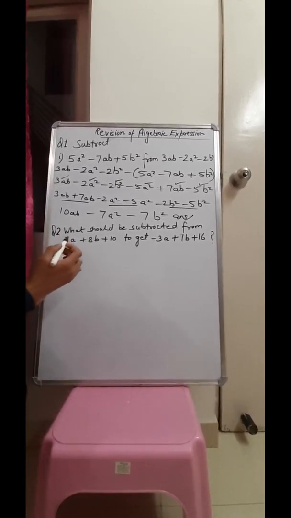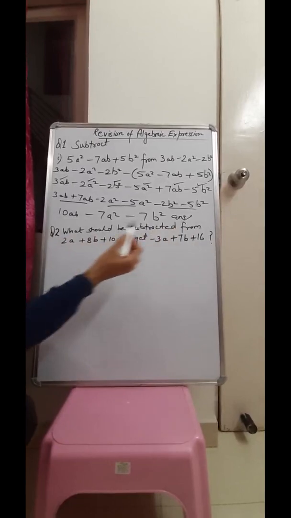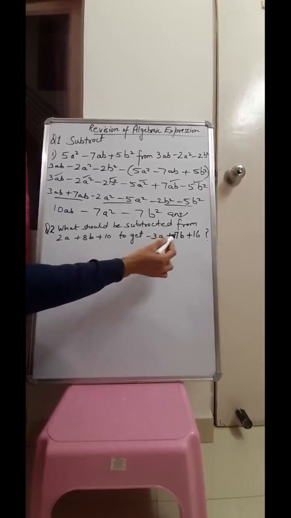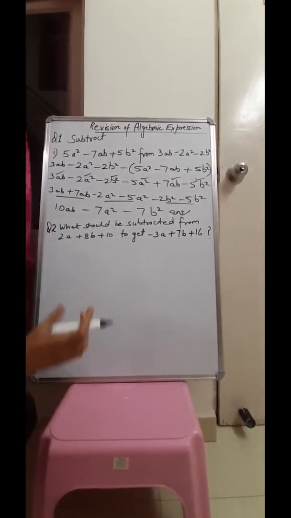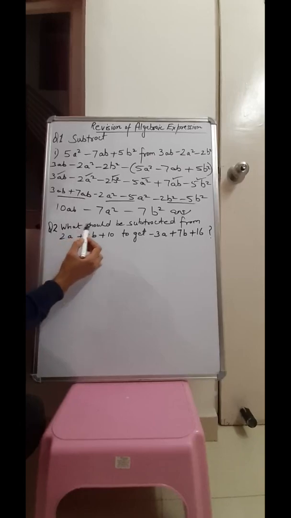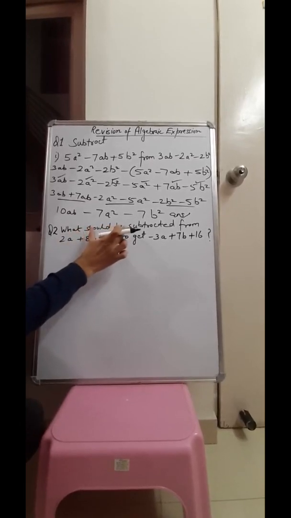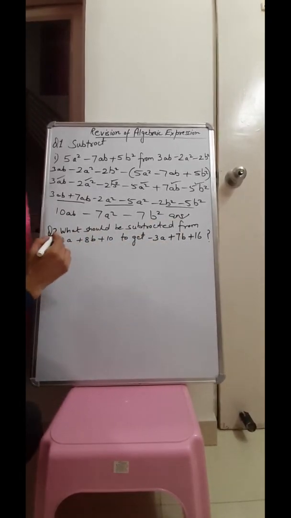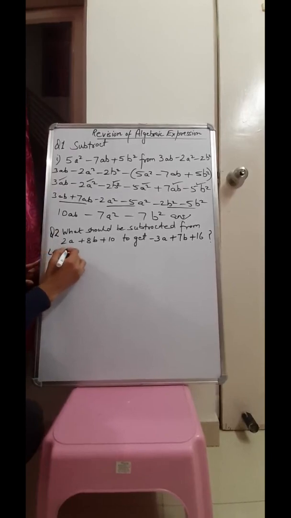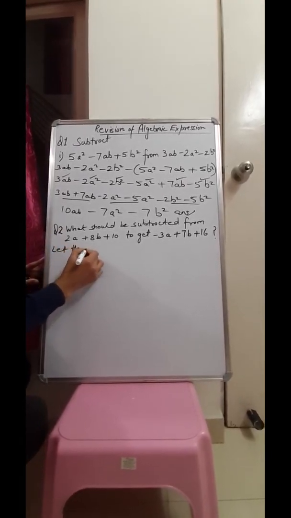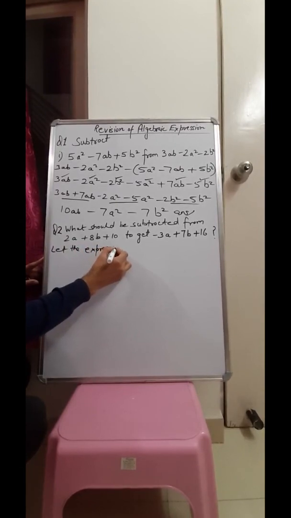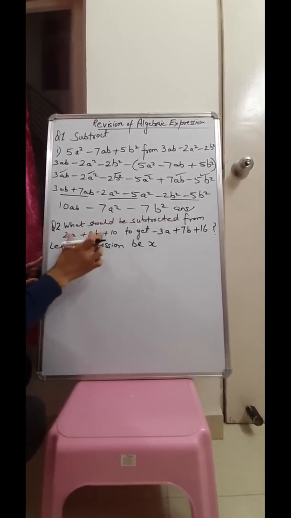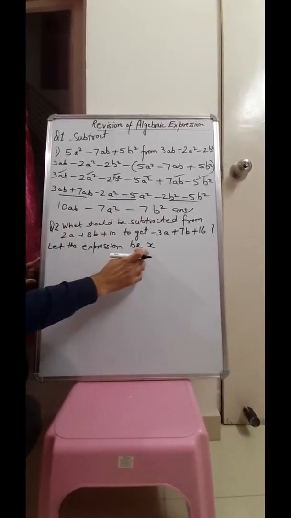Now question number 2 is: what should be subtracted from 2a plus 8b plus 10 to get minus 3a plus 7b plus 16? So here we have to find out the expression that has been subtracted from this to get this expression. So first we are going to assume, let the expression be x. The thing that we have to subtract from this expression, we have to take it as x.